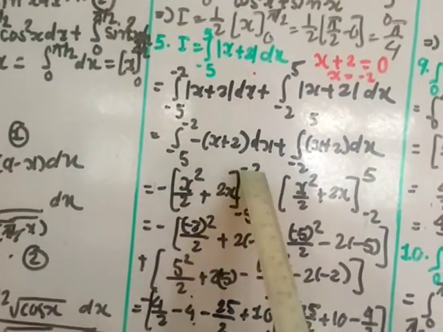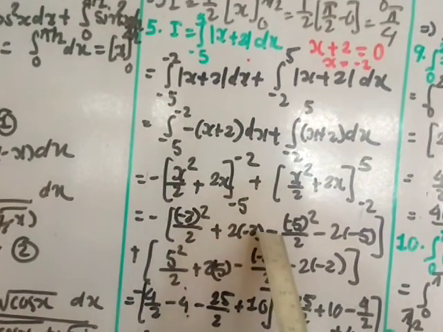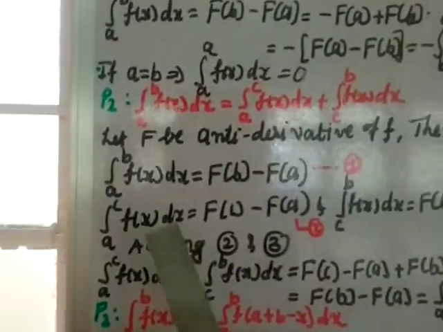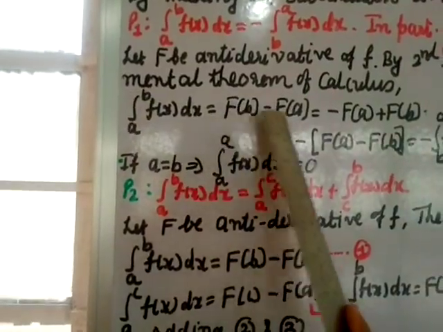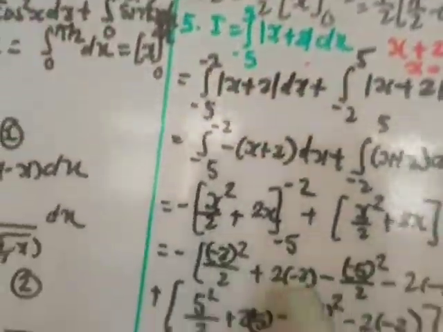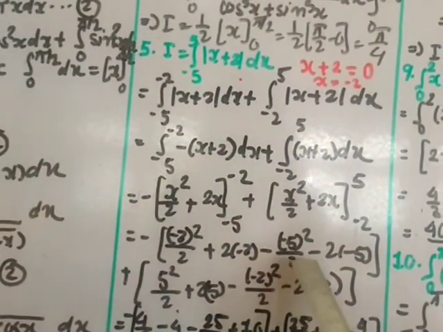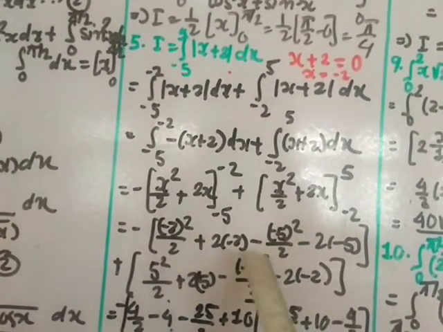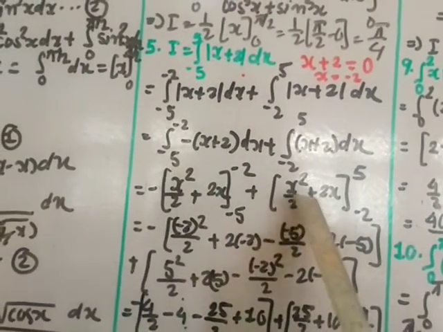So here x is equal to minus 2: minus 2 square by 2 plus 2 into minus 2. Minus, when you apply the lower limit, minus is there, just like the fundamental theorem of calculus: upper limit minus the lower limit. We have done this previously. So I am putting minus here. Now the lower limit is minus 5, so minus 5 square by 2 minus, why does it become minus? Because there is a bracket and I am opening it and this minus is there, so 2 into minus 5.